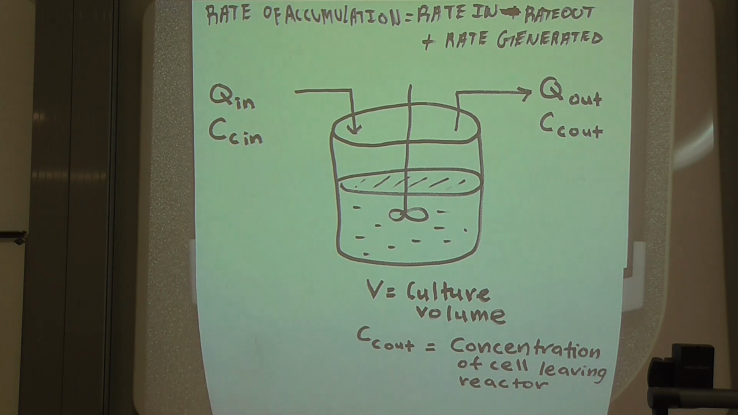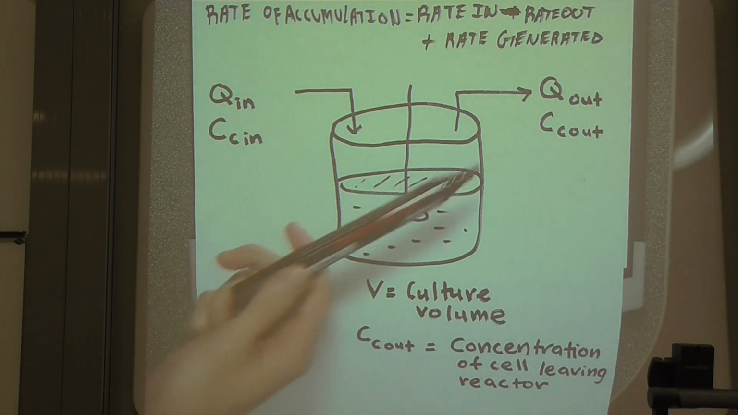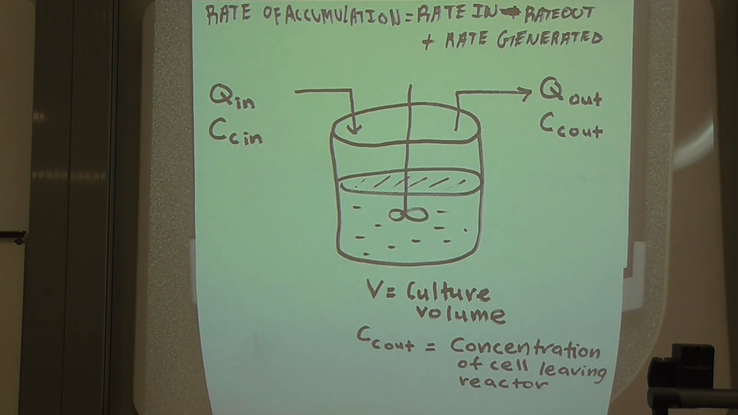And on the other side, you have a volumetric flow rate going out, which is once again expressed in the same units as Q in, and the concentration of cells coming out, which is also expressed in terms of kilograms of cells per meter cubed.